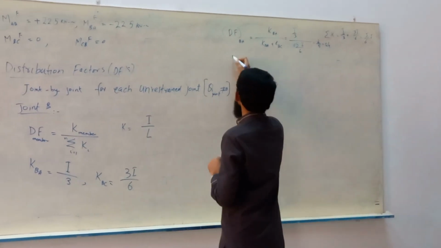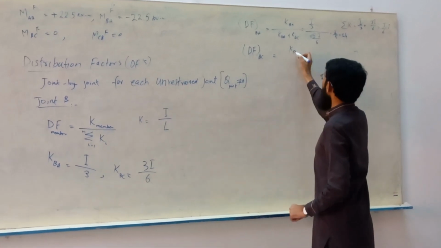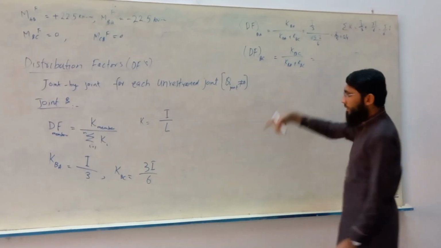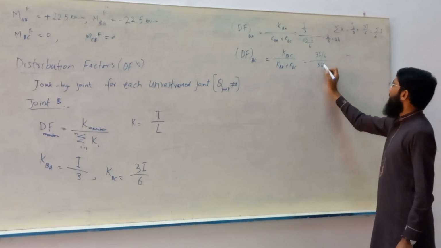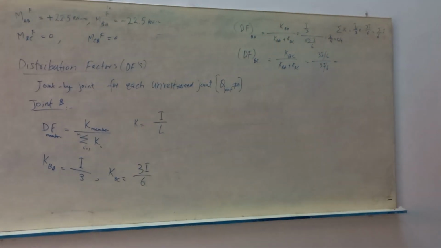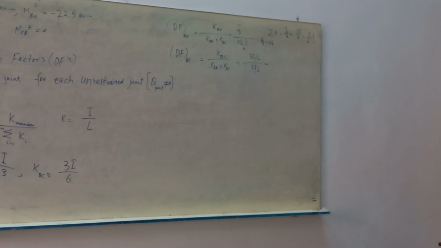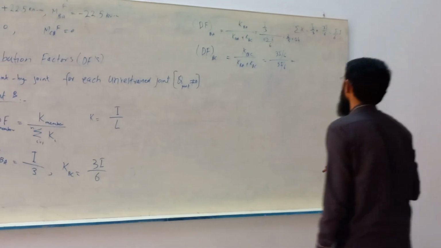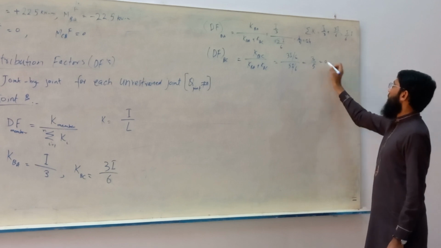Is it so? So DF BC is equal to KBC divided by, again, the summation. So this time we're dealing with KBC, so 3I by 6 divided by 5I by 6. So what is the answer now? You should get 0.6. I'll tell you how I guess it, but do the calculations, please. Sorry? 3 by 5? Yes. Which is 0.6.